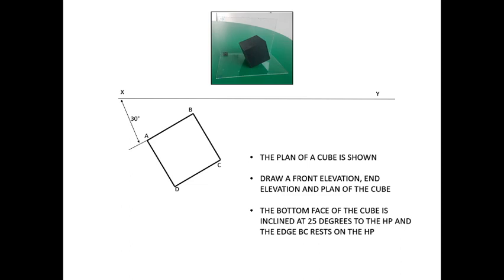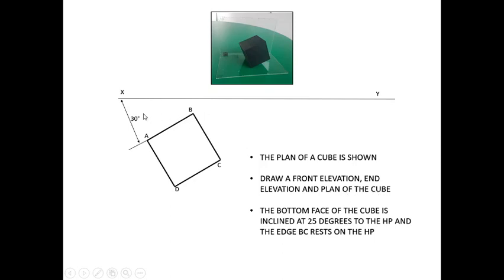Okay, so for today's lesson we're going to be looking at rotation and inclination of right solids, and in this example it's a cube. So here we have on our sheet, we're looking at the plan of a cube, which is shown here, annotated A, B, C, D, and we're asked to draw a front elevation, an end elevation and a plan of the cube.